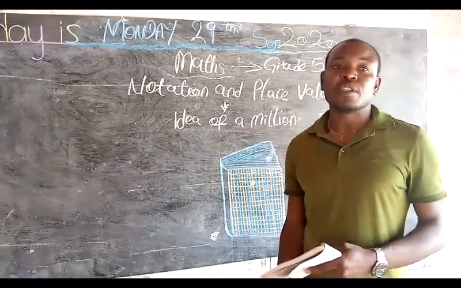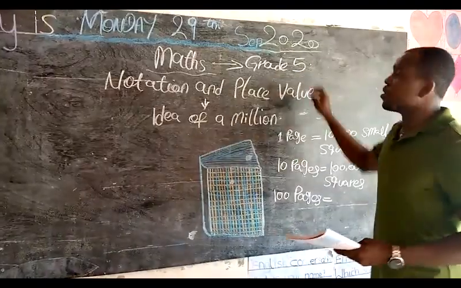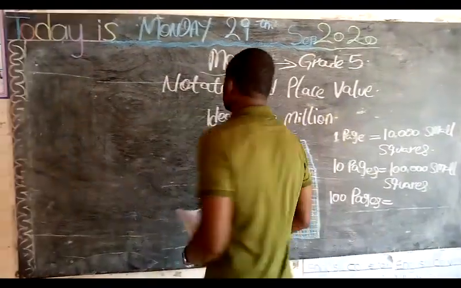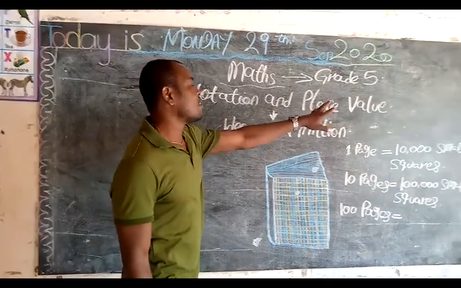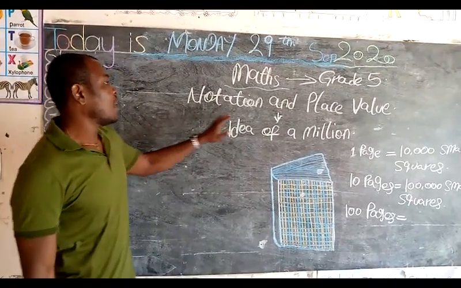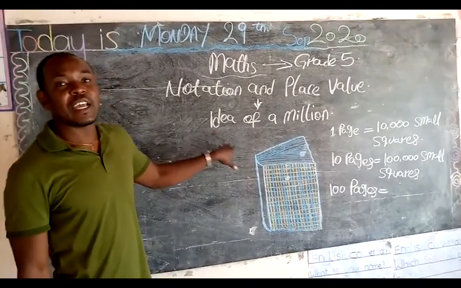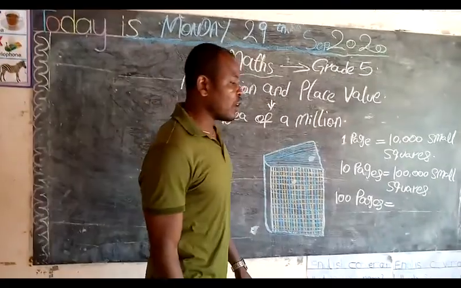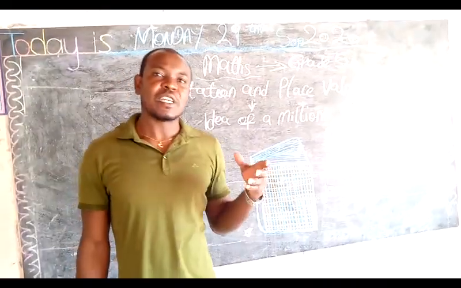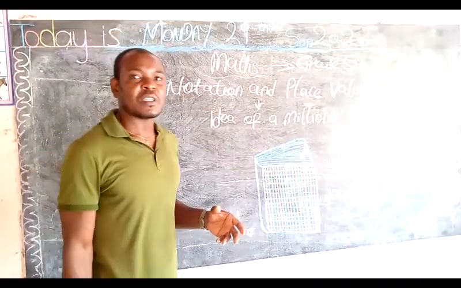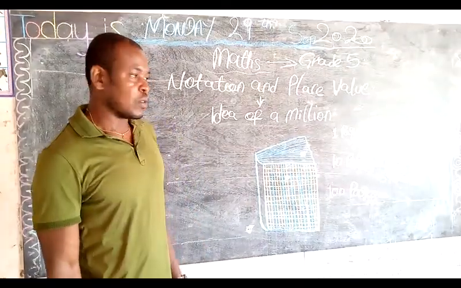All right, this morning you're hearing the voice of Uncle Jude, and we'll be doing mathematics for grade 5. We're still maintaining our topic, notation and place value. Under it, we'll be looking at the idea of a million. From the beginning of this topic, we've looked at different ideas: the idea of 10,000, the idea of 1,000, the idea of 100, and today we'll be looking at the idea of a million.